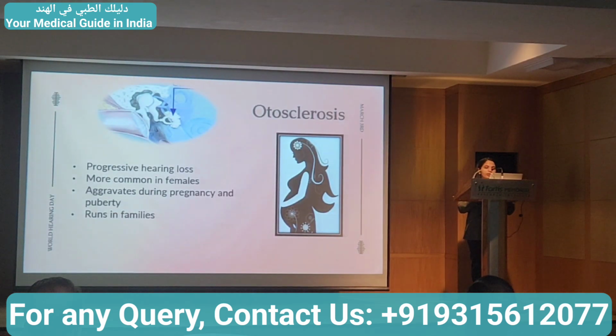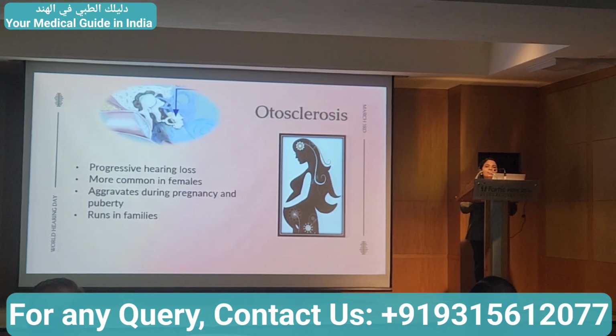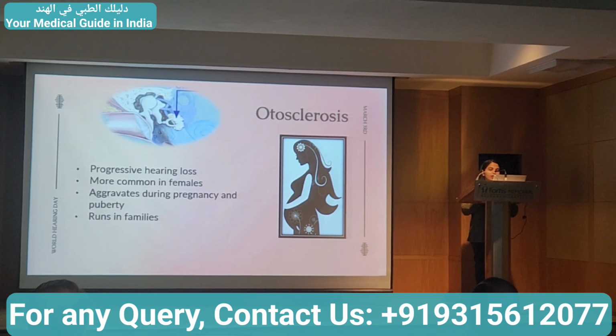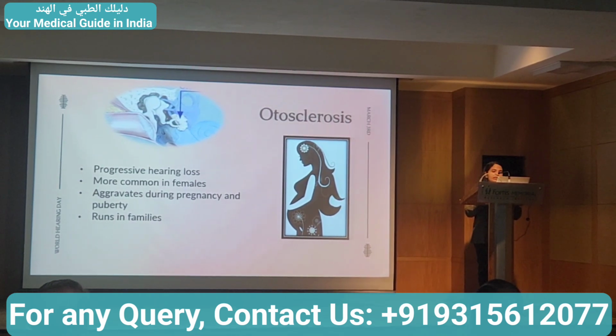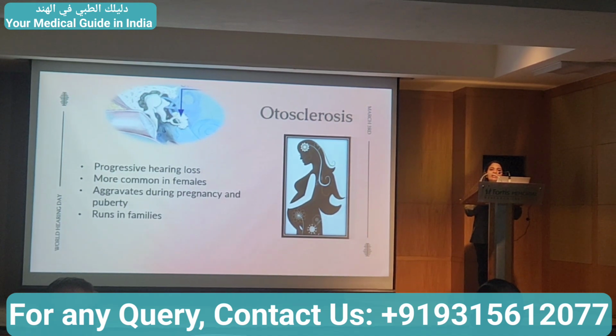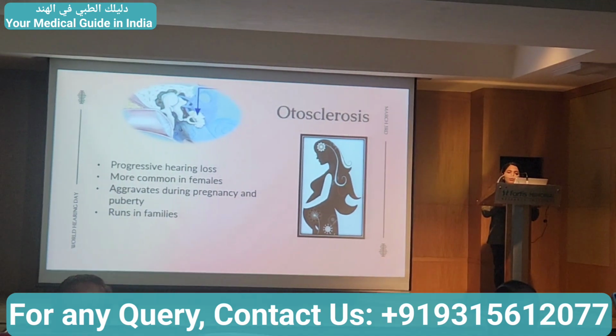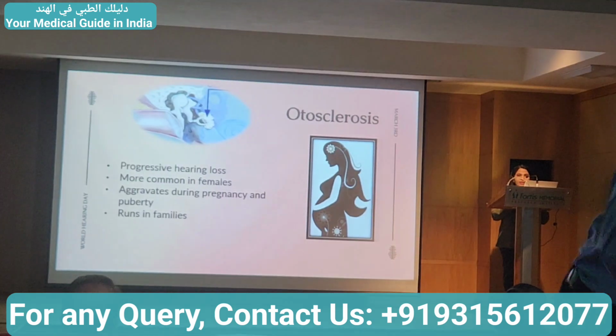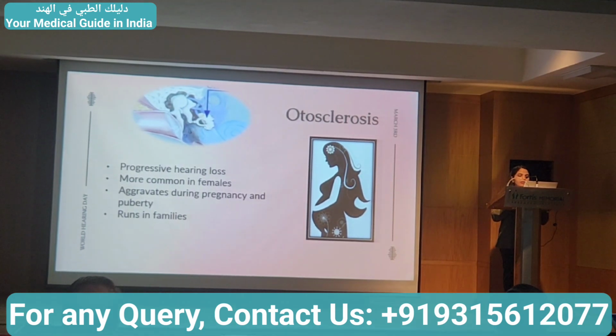Next is otosclerosis. This condition usually presents with progressive hearing loss, more common in females, and usually this condition aggravates during pregnancy and puberty. And most of the time you can get a positive family history also, because this runs in families.